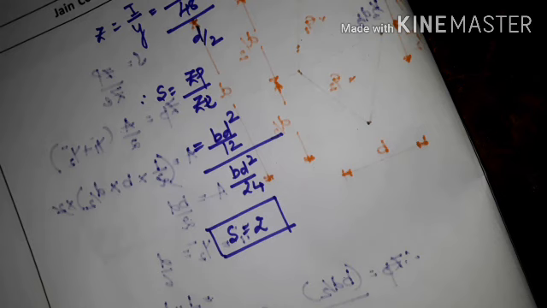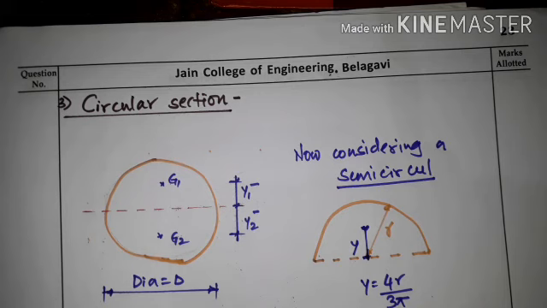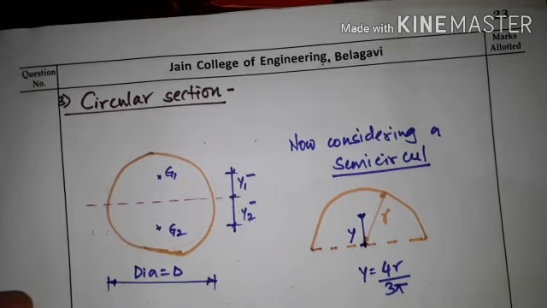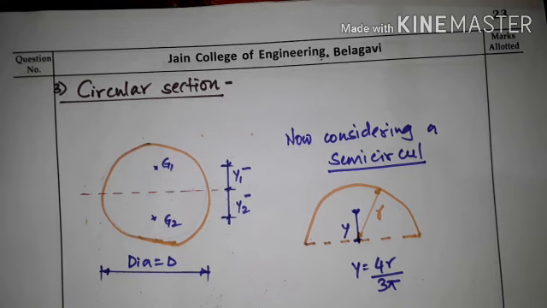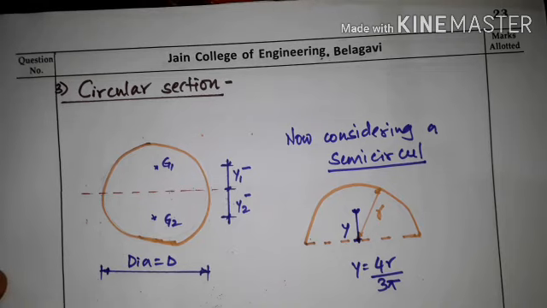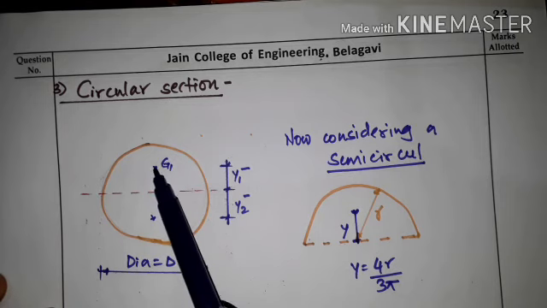Okay, understood? So let us solve one more. We'll solve examples of standard cross sections. Unequal cross sections we can see later on. Now we'll solve for circular section, with diameter d. Again the centroid is G1 and G2.